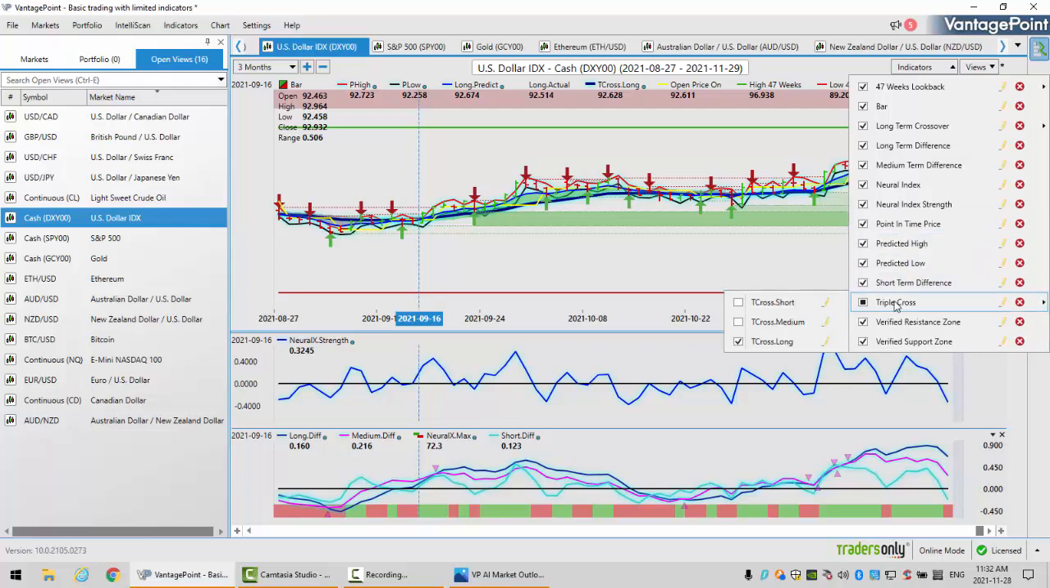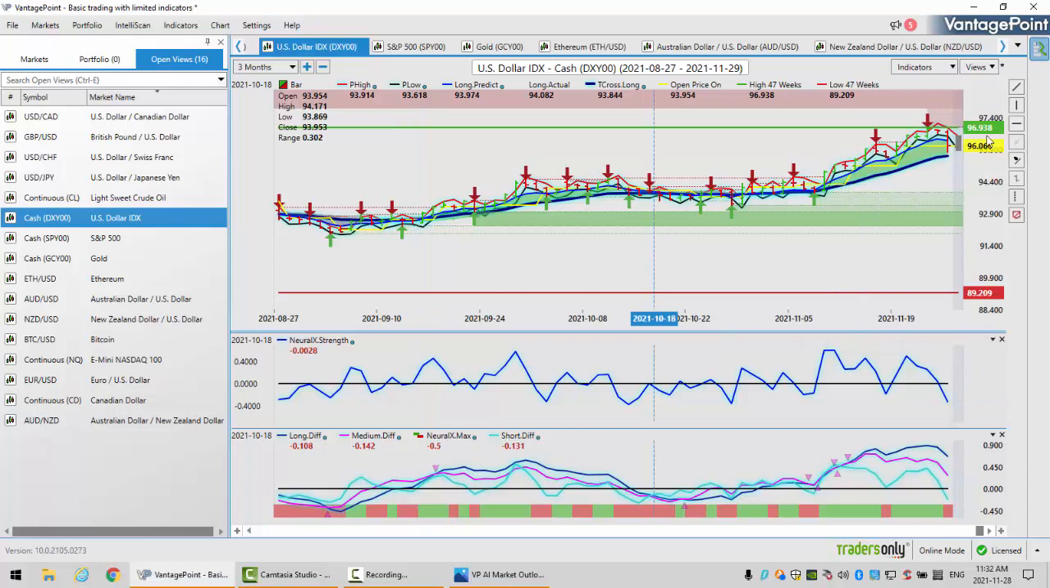Our triple EMA cross, again, modified to remove the medium term and short term crossover, and we're going to focus on the key pivot area of the T cross long, and of course, the very, very popular verified support and resistance zones. So when we're looking at the dollar, and again, I'm going to leave the point in time set from last week, we can see that the dollar index immediately out of the gate started moving higher.